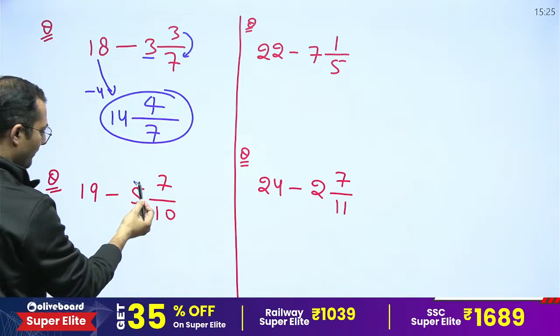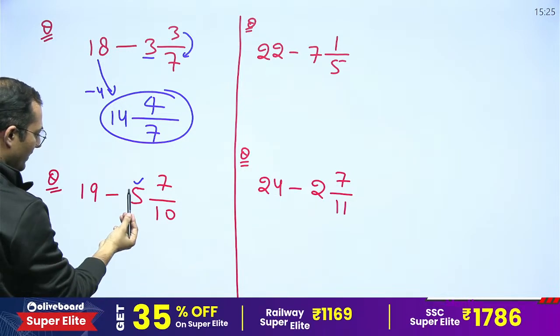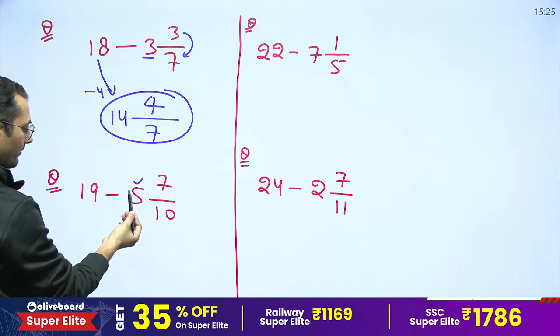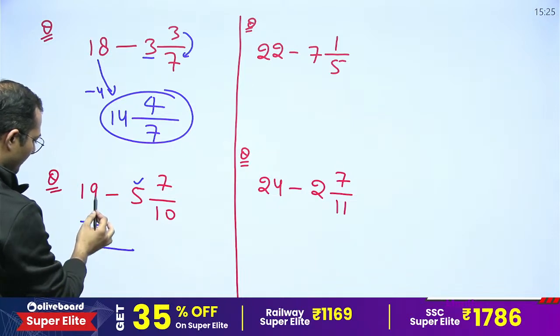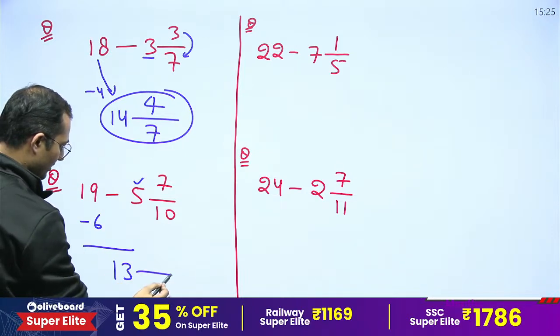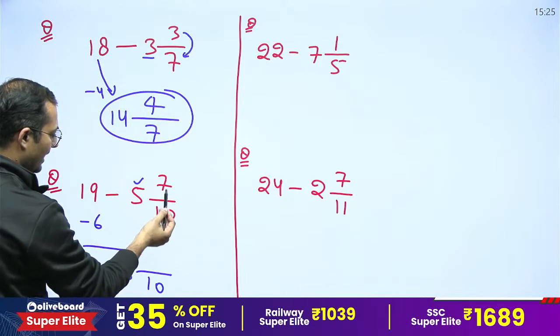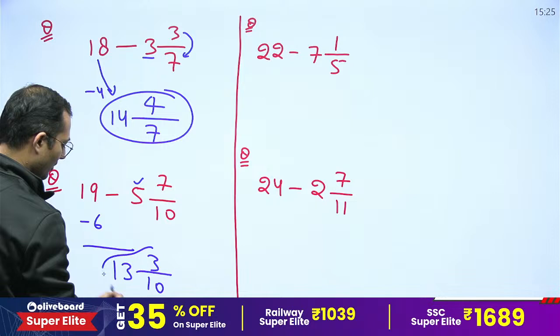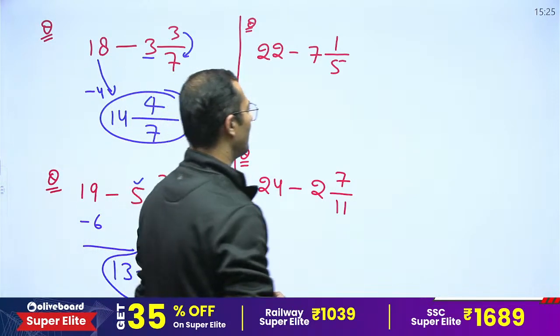See, here is the 5. So just subtract one more, one extra. So 5, one more, 6. So just subtract 6 from this. You will get 13. Then take the denominator value as it is, so 10 minus 7, 3. So 13 whole 3 by 10 is the right answer. 13 whole 3 by 10 is the right answer.